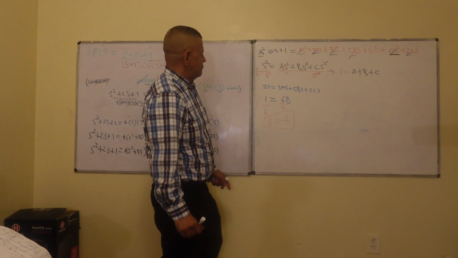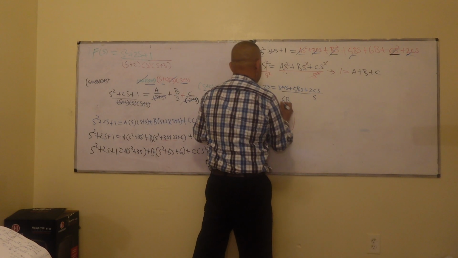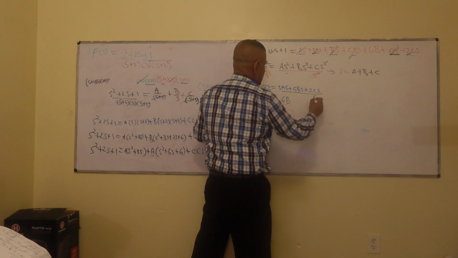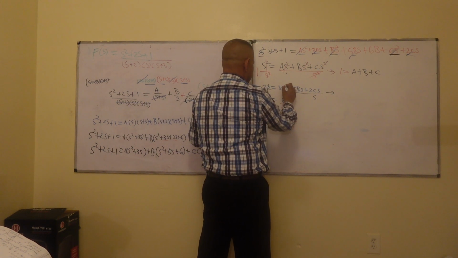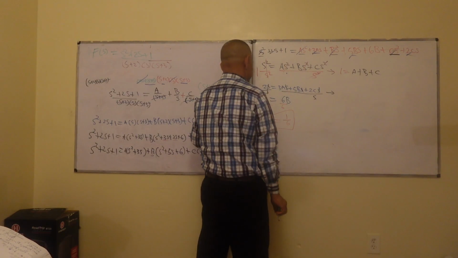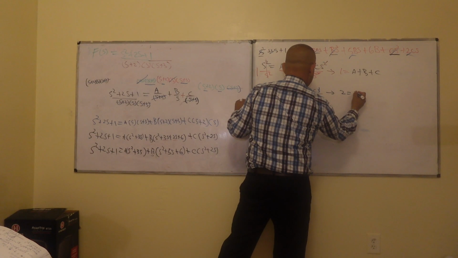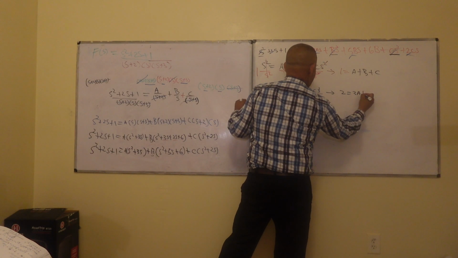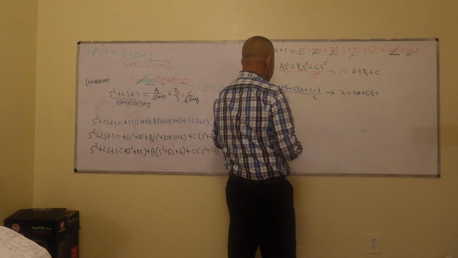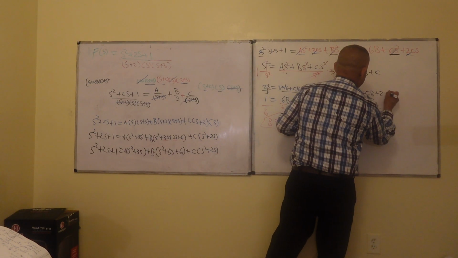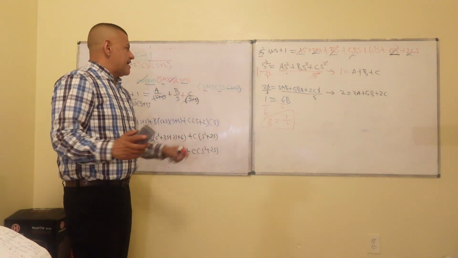Now, here the same thing. I divide everything by S. If I divide everything by S, this is gone, that's gone, that's gone, that's gone, that's gone. So it's equal to 2 equals 3A plus 5B plus 2C.